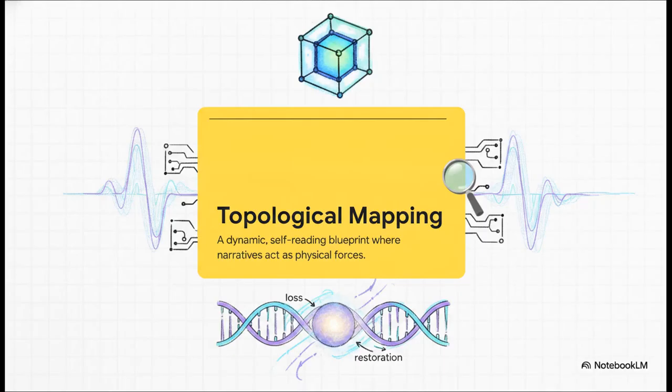Okay, let's dive right into this. When we say tesseract or topological mapping here, we're talking about a dynamic, self-reading blueprint. The narratives inside aren't just linear events locked away in the past, they're actually interacting physical forces. The text maps our human experiences of loss and restoration through this incredibly precise quantum and biological architecture. It's like an operating manual that is constantly computing.